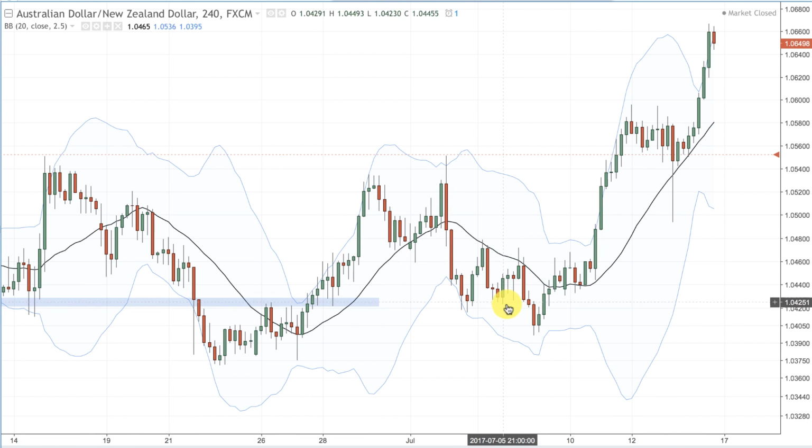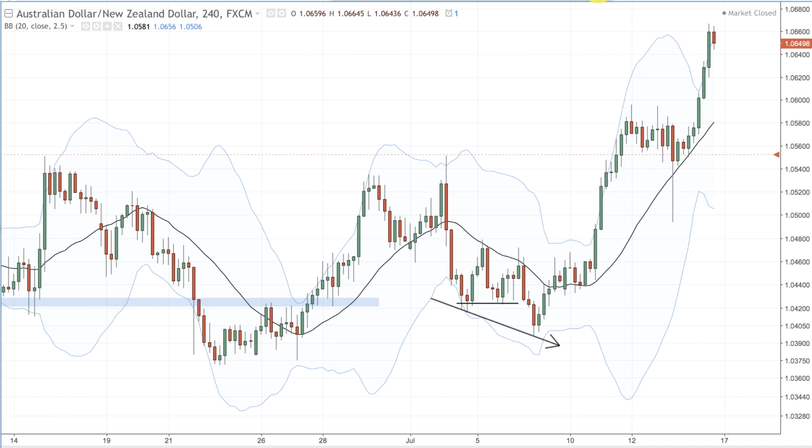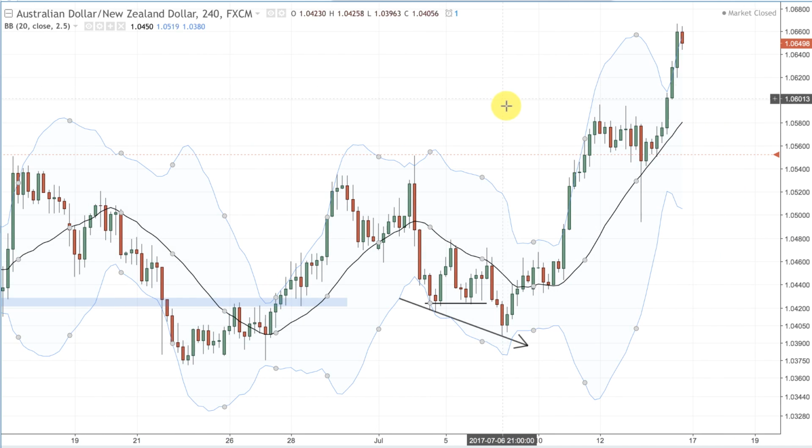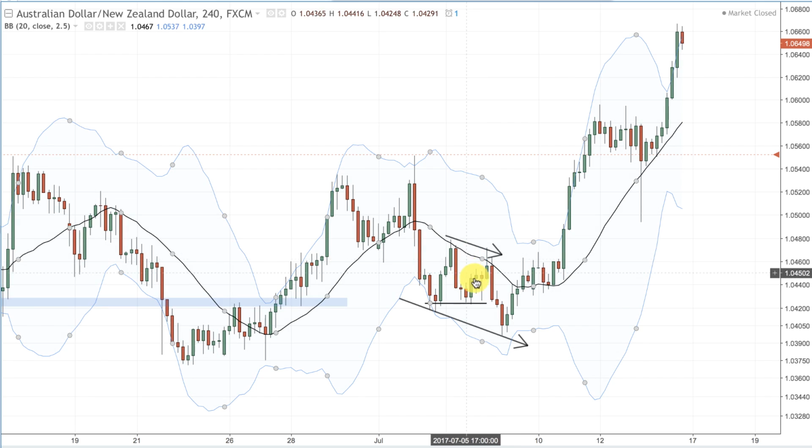Here on the Aussie New Zealand, we can see a very similar picture. We have again our sequence of lower lows first. Then here it's very interesting. You can see we are trying to push higher. It is not possible, but at the same time we are not able to make a higher high either. So the trend structure, although it is weakening, is not yet broken. We are still making lower highs.